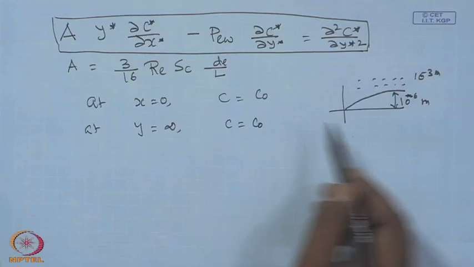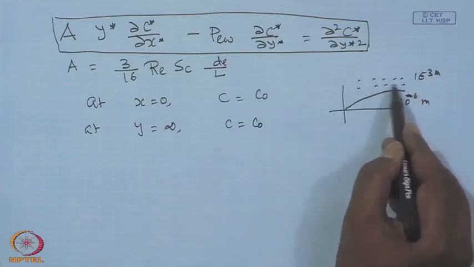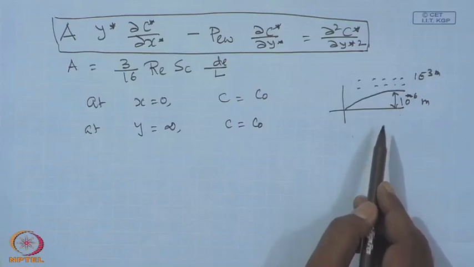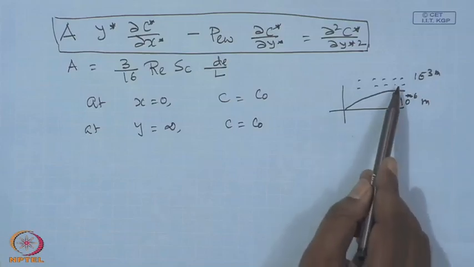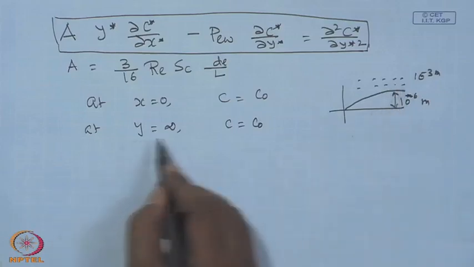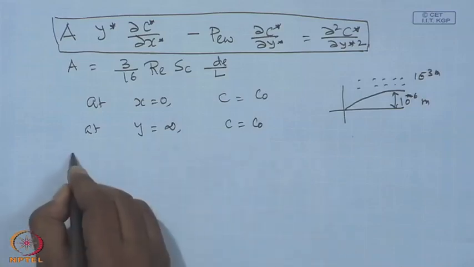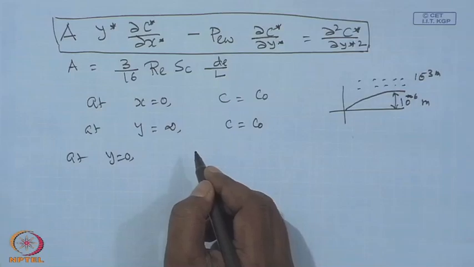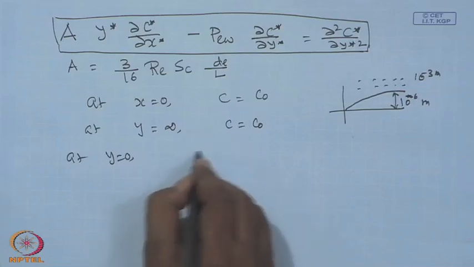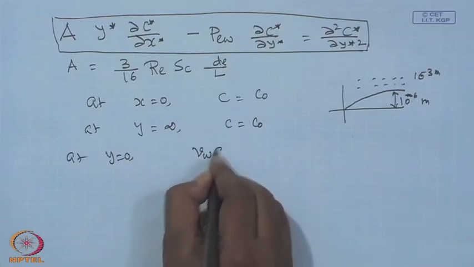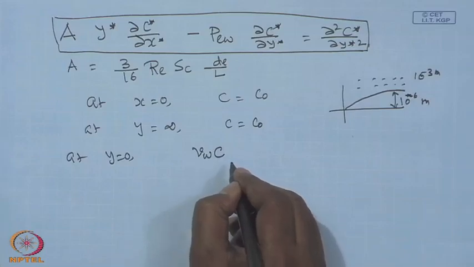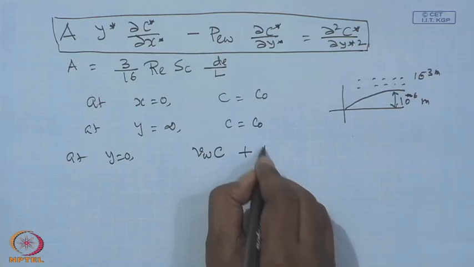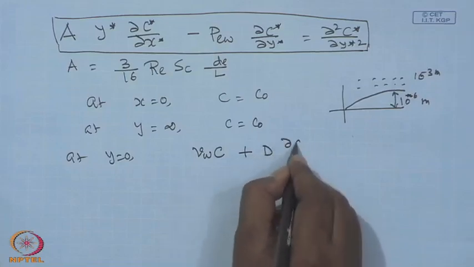So we assume that any place within the half height is 10 to the power 3 times the thickness of the mass transfer boundary layer. So we call that infinity. So at y equal to infinity, c is equal to c naught. At y equal to 0, you have the mixed boundary condition, that is, the convective term of the solute, whatever solute is being convected towards the membrane surface, is equal to the diffusion from the surface towards the bulk.